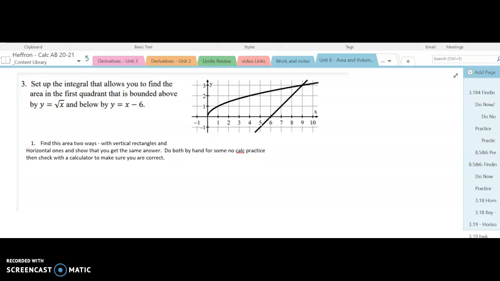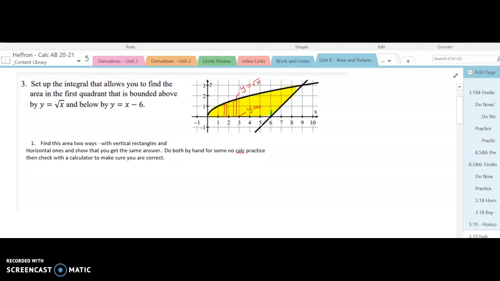In this question, you've been asked to find area 1, this shaded region, two different ways. With vertical rectangles, so we'll look at that first. If we were going to do vertical rectangles, the height would go from y equals square root of x to y equals 0.